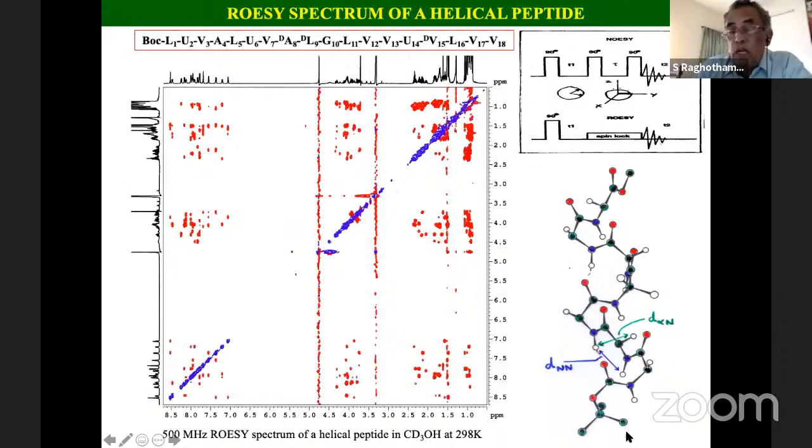Now, when you consider a helix, the distance between the NH of adjacent amino acids is quite small. It's called dNN, the distance NH i to i+1, represented as dNN. So they become quite short. So 1 to 2, 2 to 3, 3 to 4, 4 to 5, 5 to 6, they all are short distances, and it can be easily picked up by this NOESY.